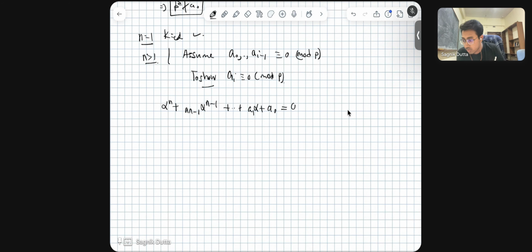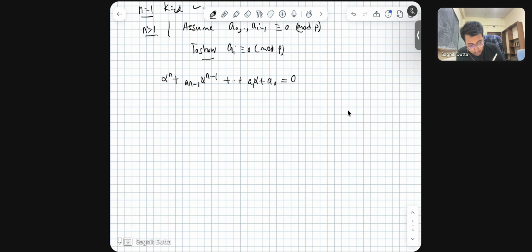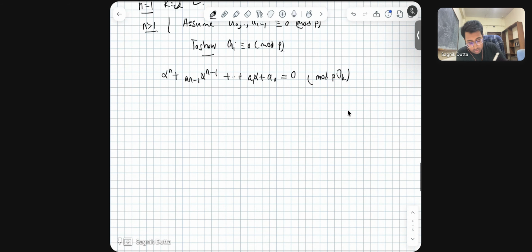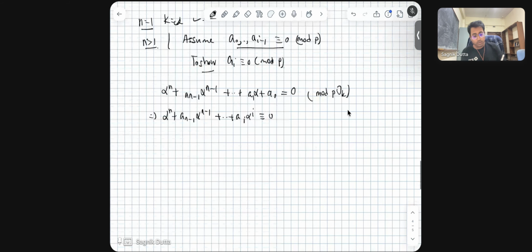You have this equation. You reduce this equation mod p. That means you reduce all the coefficients. So what will happen is only the first these many terms will remain, right? Because all the other terms, by assumption, are divisible by p, so they will be gone.